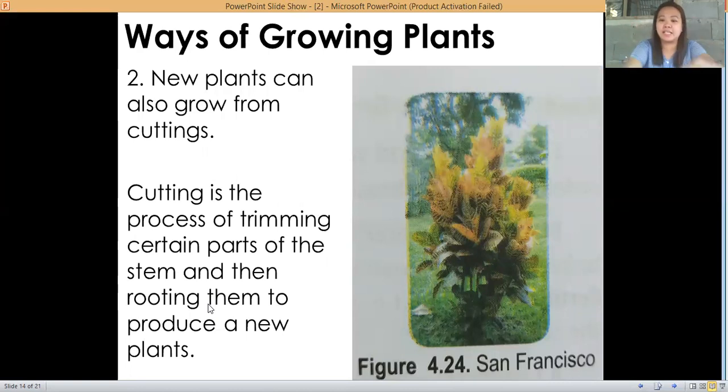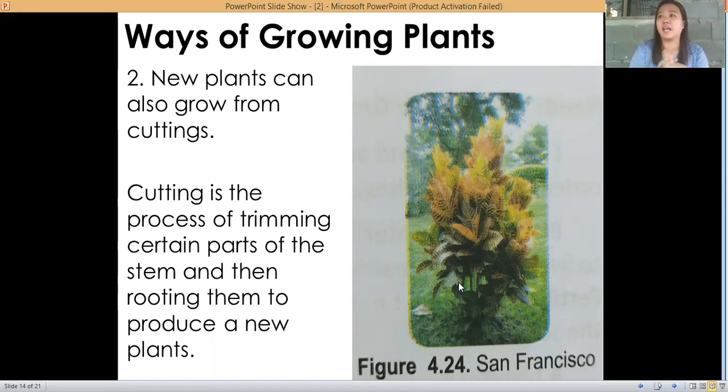Okay, when we cut it here, and let me read first the meaning of cutting. Cutting is the process of trimming certain parts of the stem and then rooting them to produce a new plant. So for example, you cut this stem. After cutting it, plant it in the soil and it will grow.